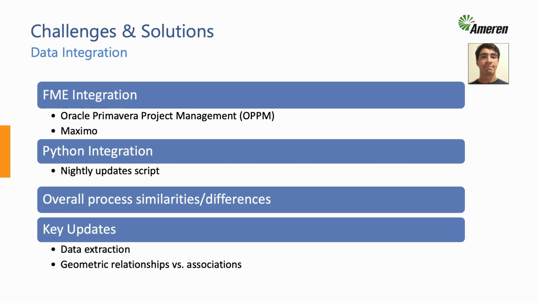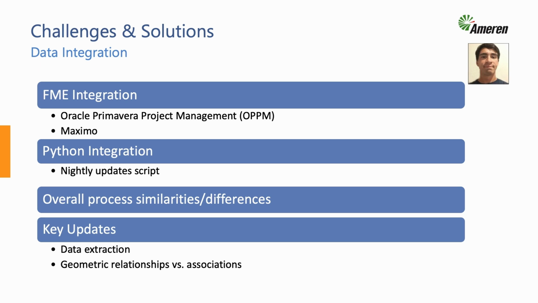And then for Python, Ameren has a script that runs nightly, and the goal of that script is to identify inconsistencies in their transmission data and update things accordingly. Part of how Ameren does that, and we'll come back to this, is by relating different features from different feature classes, which becomes important later.